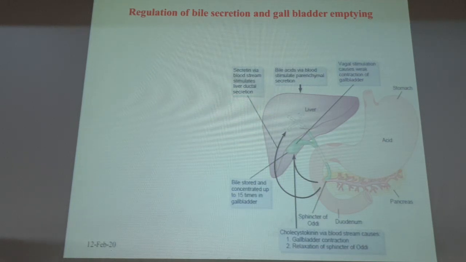Let's see what will regulate secretion of bile. Bile is secreted by the hepatocytes. What will regulate secretion is the bile acids and bile salts: when they go to the parenchyma of the liver through the enterohepatic circulation, they will stimulate more formation of bile by the hepatocytes.